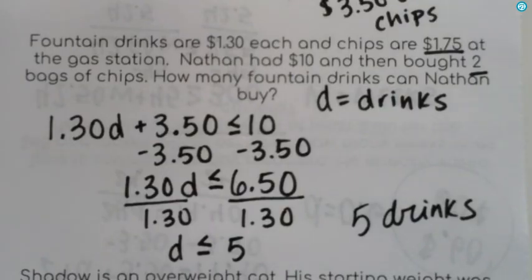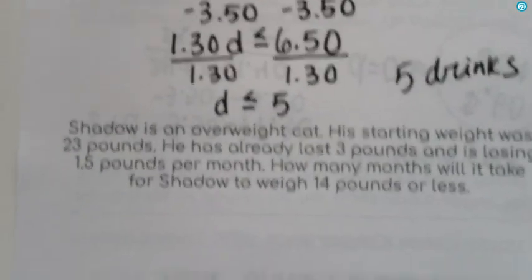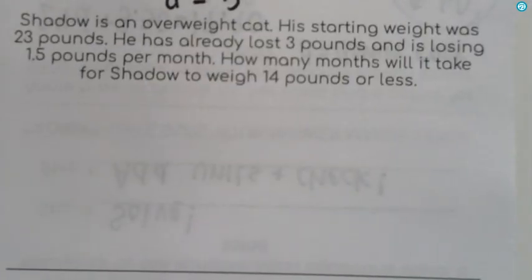Okay, very last problem. Shadow is an overweight cat. His starting weight was 23 pounds. He has already lost 3 pounds and is losing 1.5 pounds per month. How many months will it take for Shadow to weigh 14 pounds or less? So, he's losing 1.5 pounds per month.